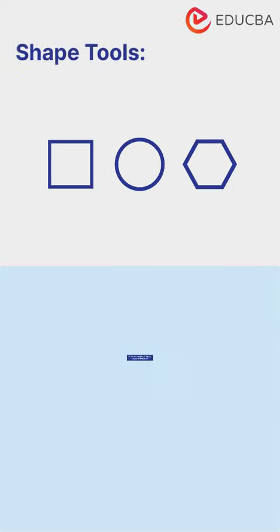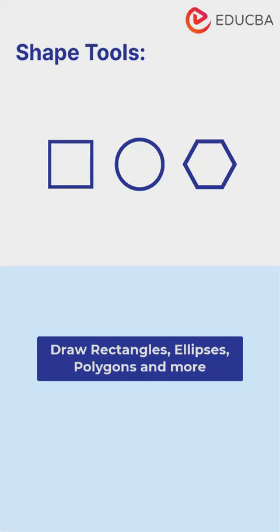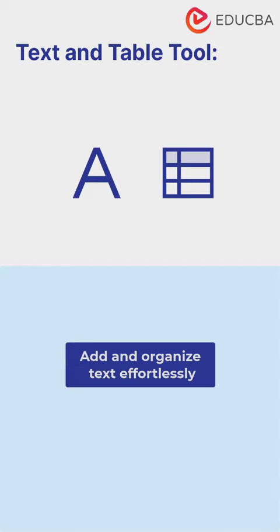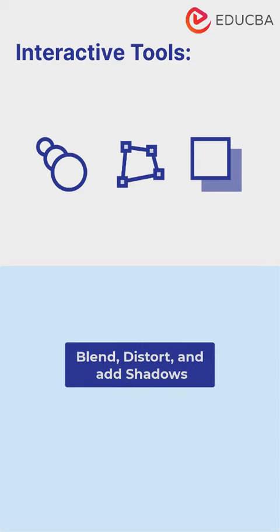Shape Tools, draw perfect rectangles, ellipses, polygons, and more. Text and Table Tool, add and organize text effortlessly. Interactive Tools, blend, distort, and add shadows for stunning visual effects.